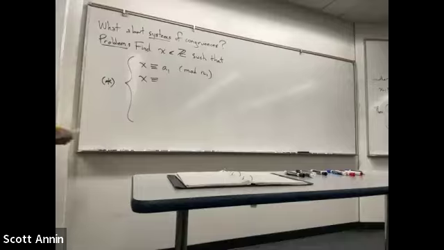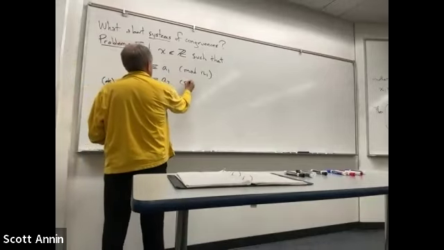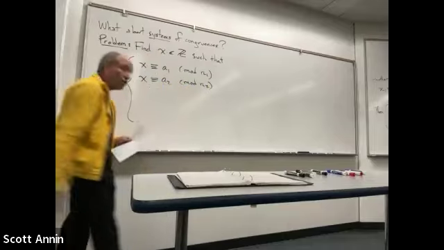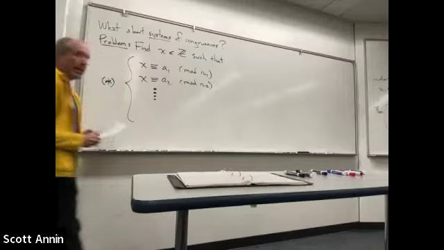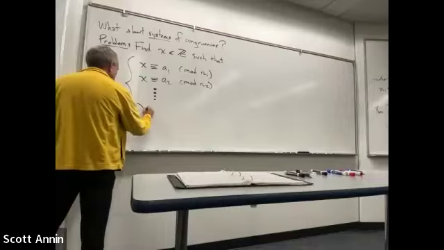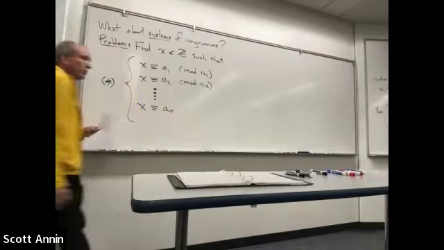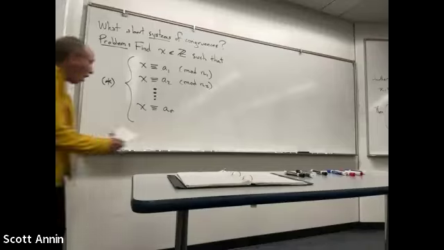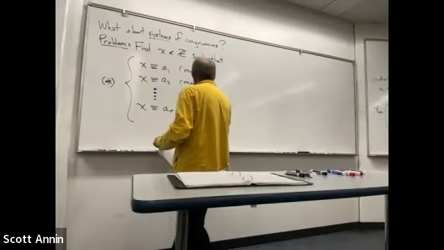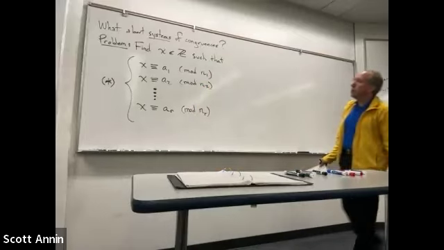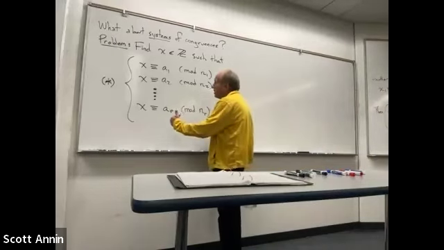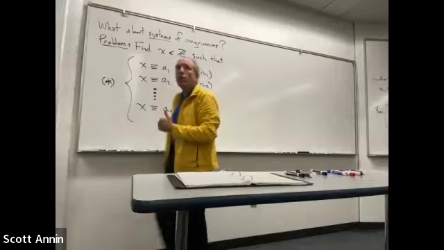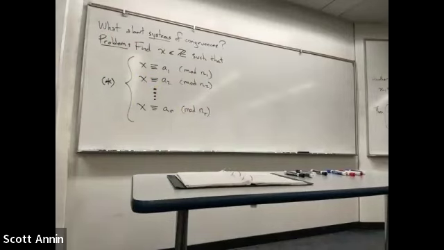What if we also want x to be congruent to, let's say, A2 in mod N2? And I'm just going to go dot, dot, dot. We don't know how many of these we have, but there's maybe a whole series of these. And just to use the book's notation, I think the last one is going to be x congruent to A sub r, in mod N sub r. So this is the problem. Can we find an x that simultaneously solves all of these, solves all of those at the same time?